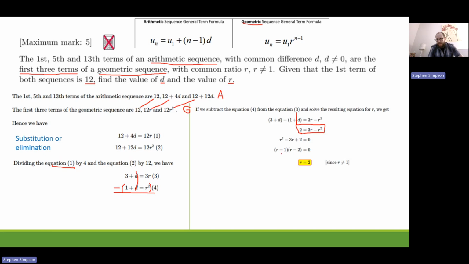So r could equal 1, except that it can't equal 1. Or r could equal 2, because 2 minus 2 is 0. So r equals 2 has to be the right answer, because we're specifically told that r does not equal 1.